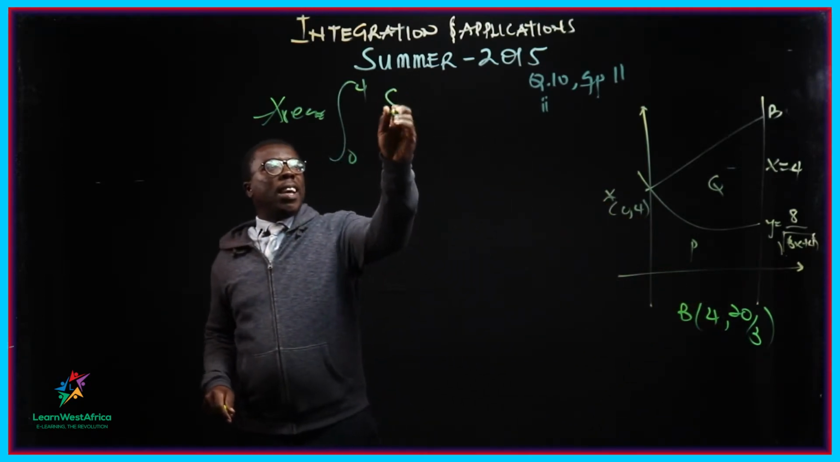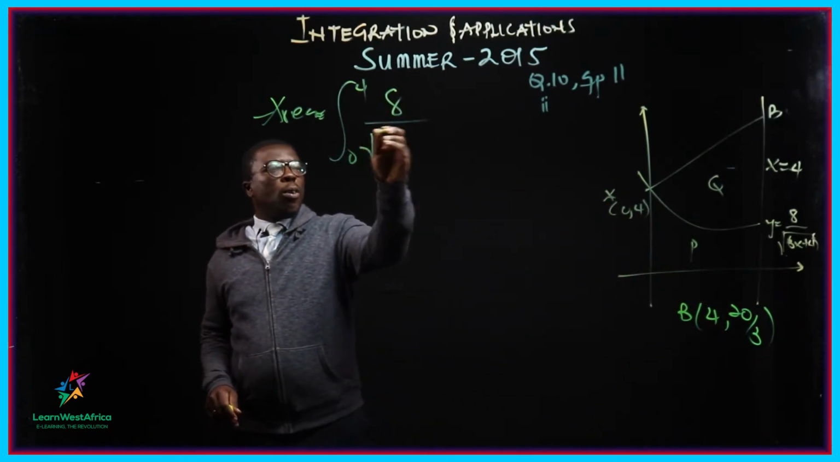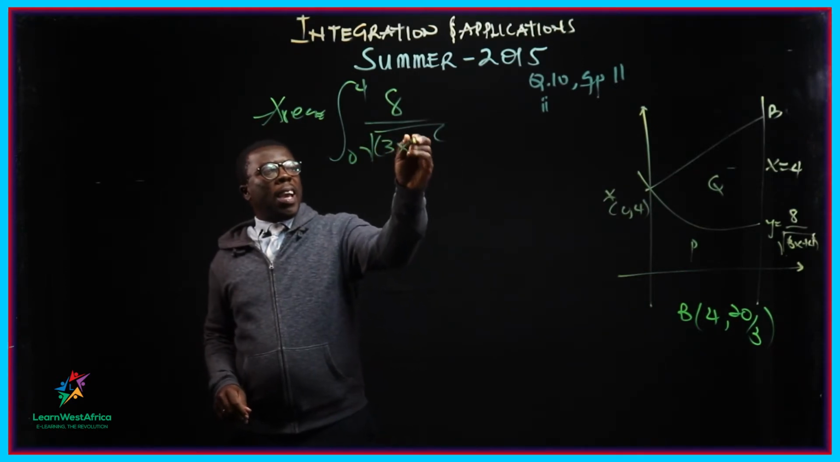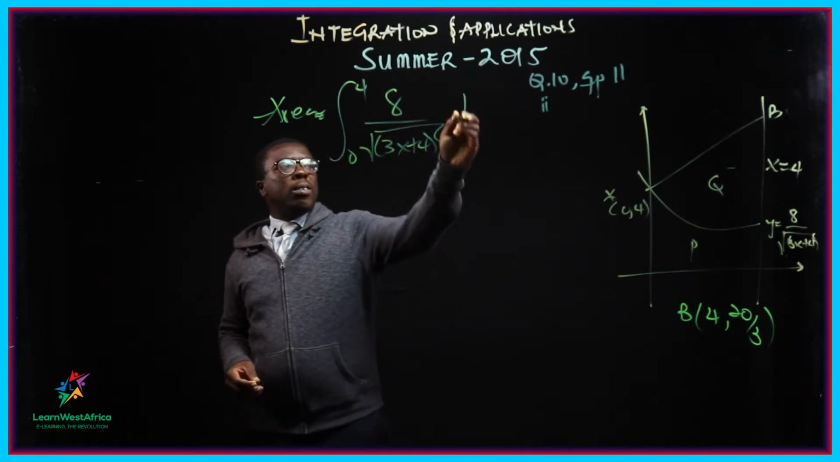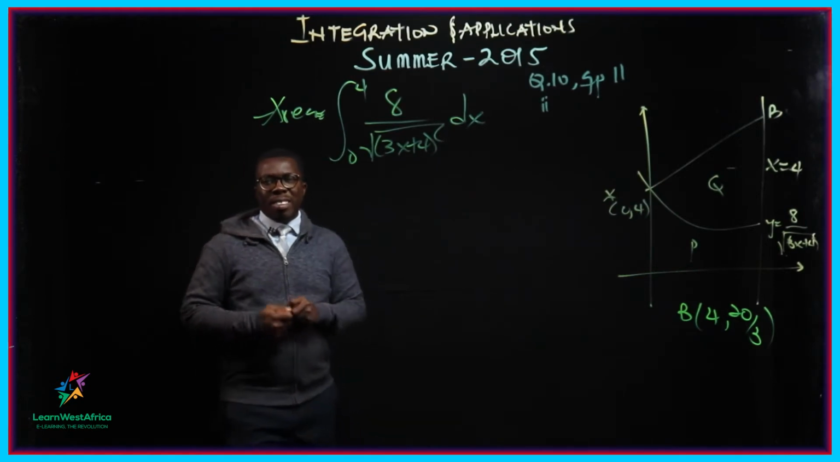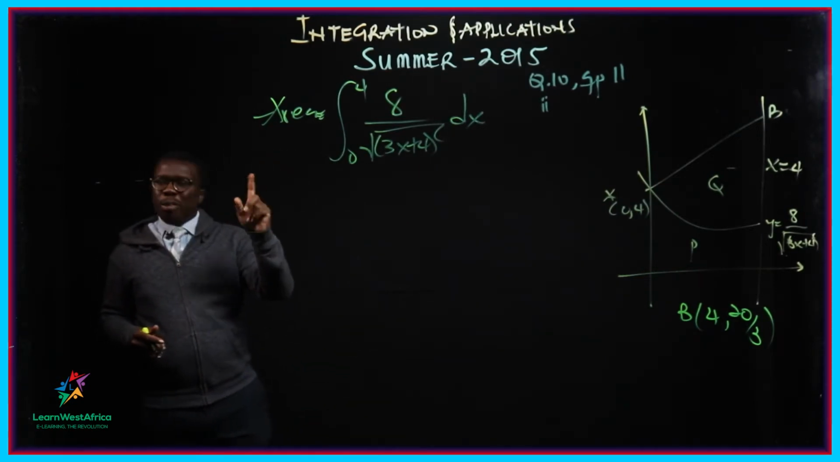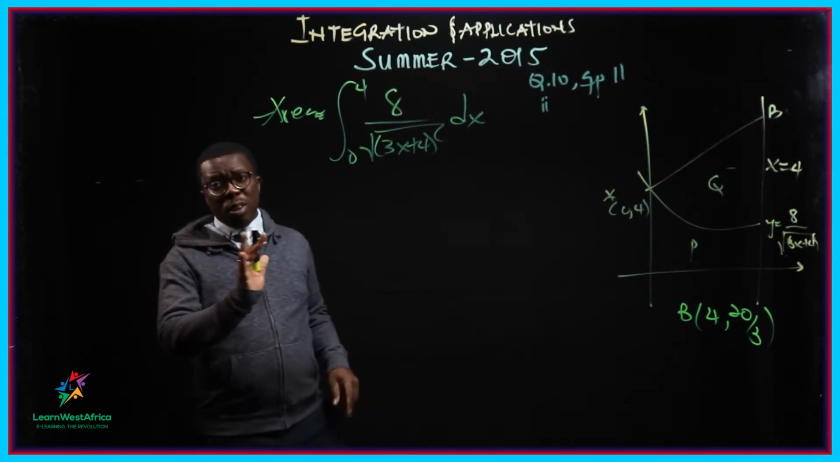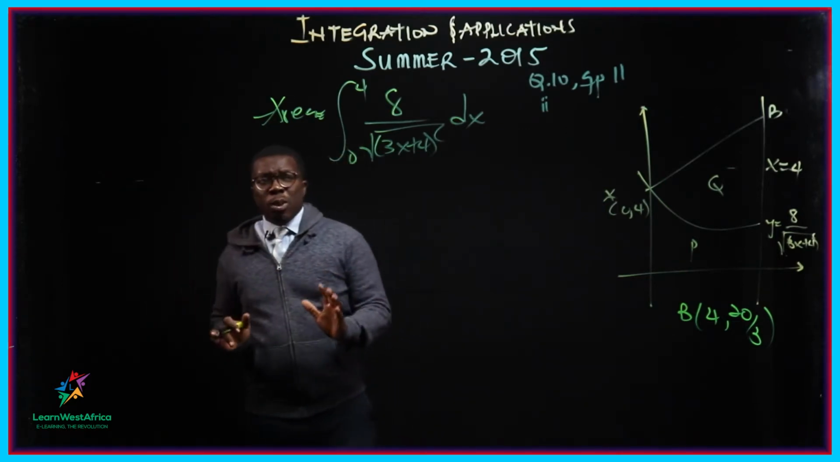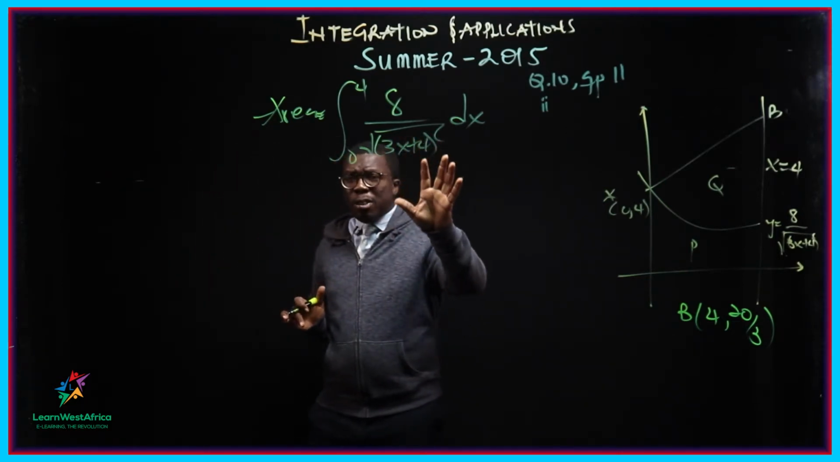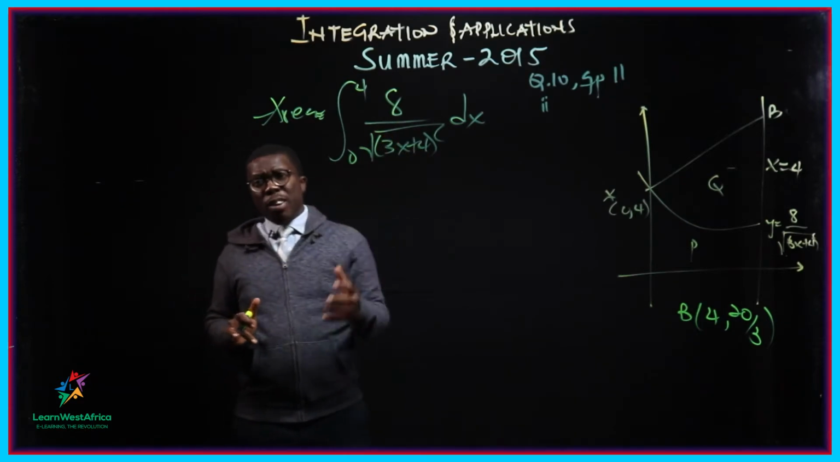So you integrate the function from 0 to 4, because it's 0 to 4 on the x. Then the function is 8 all over the square root of 3x plus 4, dx with respect to x. Hope you are fine. So that is what we have to do. Remember, in the examination, you can have your calculator, and this is a definite integral, so you can just put it in there and work out the values.